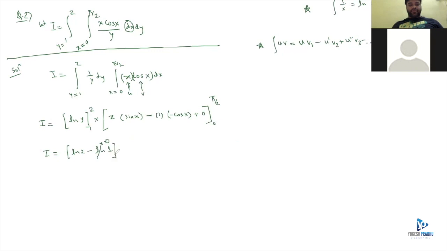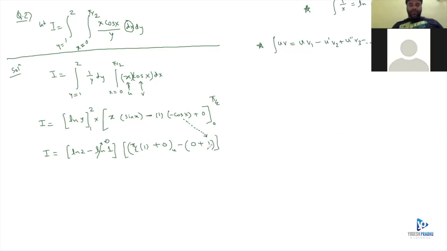Then put the upper limit. Pi over 2. Sine pi over 2 is 1. Minus 1. Cosine pi over 2 is 0. Okay, upper, tell me lower limit. It's 0. That's the lower limit.